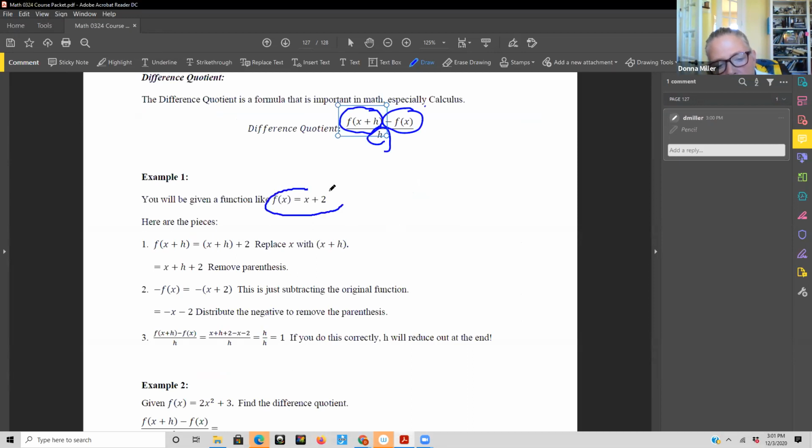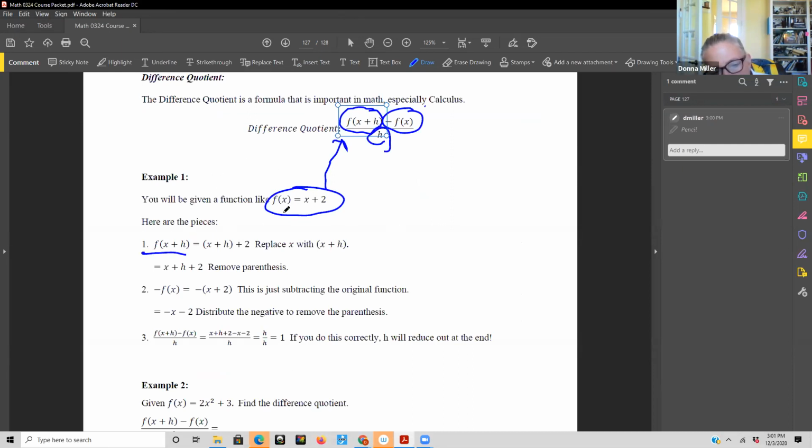They're going to give you f of x. They're going to tell you what it is. In this case, it's x plus 2. And I'm going to take this and evaluate it for f of x equals x plus 2. So what I have to do is break it down into steps. So the first step is to find f of x plus h.